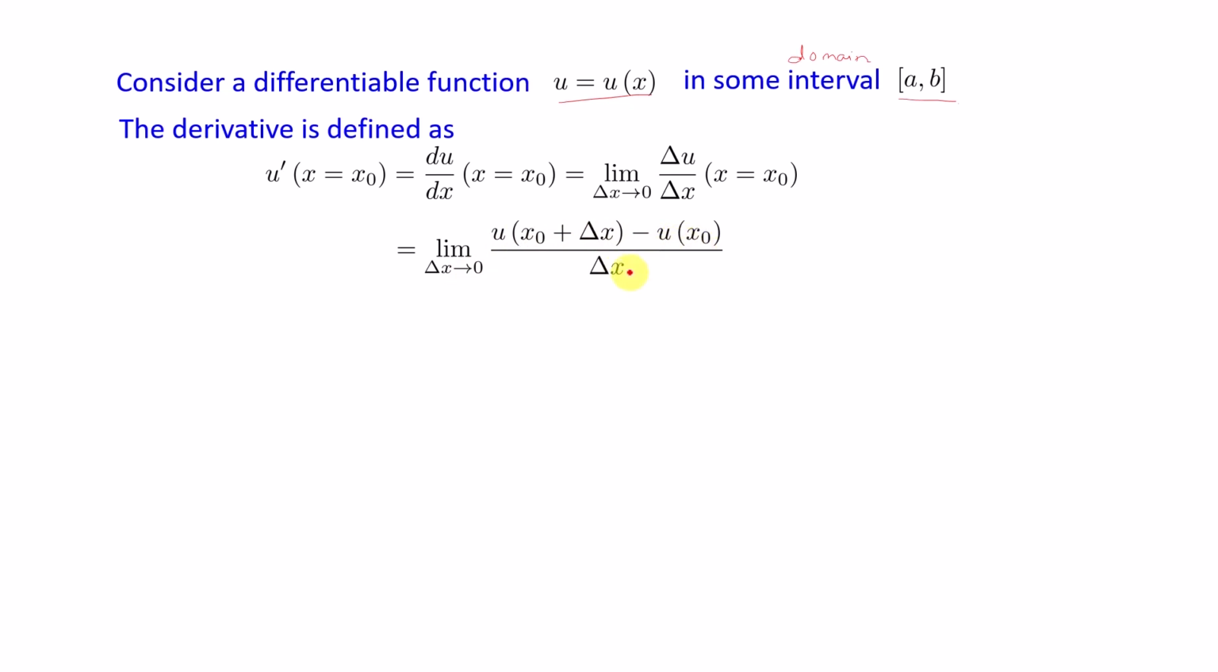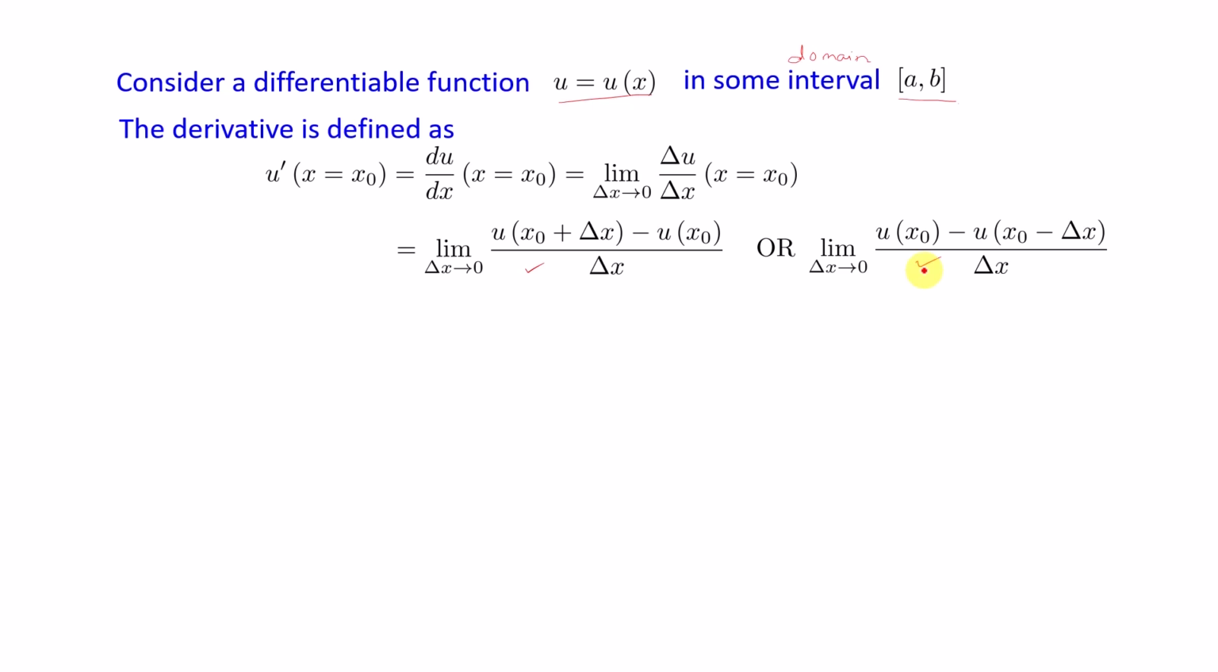This is one way of writing. Another way is to write u of x naught minus u of x naught minus delta x, divided by delta x. This is sort of forward and this is sort of backward. In other sense, the way you have learned in your high school, we call this right hand limit, left hand limit.